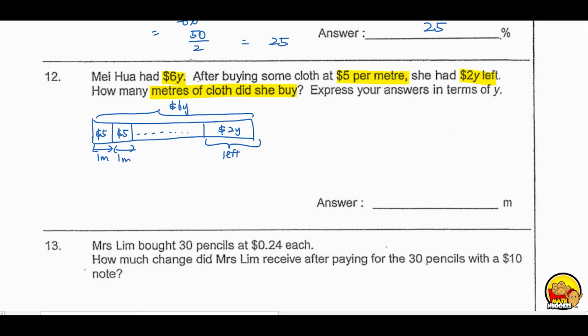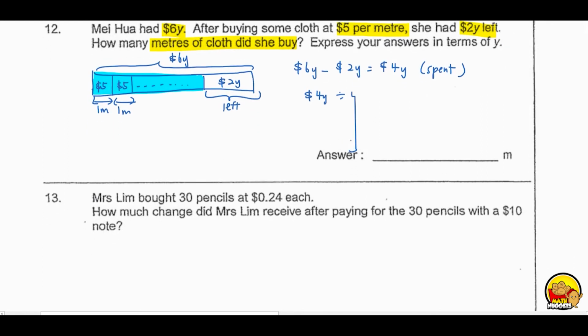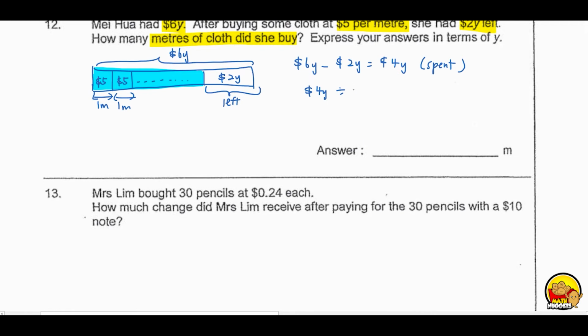Okay, so how can we solve this? We first need to find out what is this portion, isn't it? If the total is $6 and she had $2 left, we can find out that she actually spent $4 on the cloth. And if each meter cost $5, 4 divided by 5, we can just express our answer as 4 out of 5 meters.